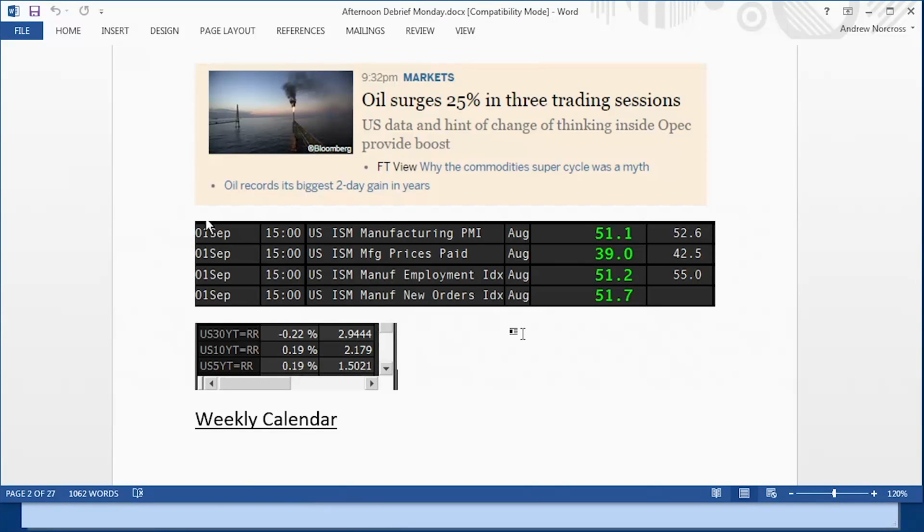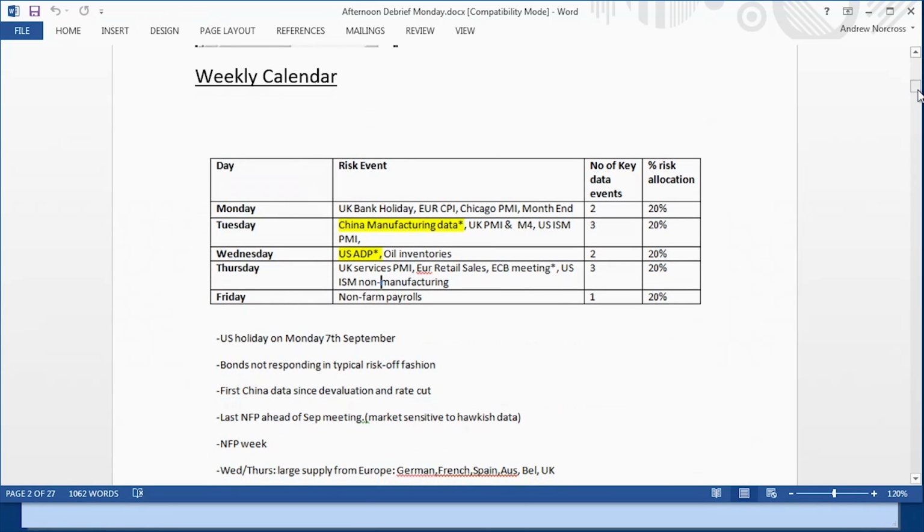Now, what I do want to talk about, very briefly, I'll get to in a second in the bonds. Let's talk about the weekly calendar. First up, yesterday, as you can see, was a bank holiday. We did have two key events. We allocated 20%. The first thing I want to point out is the even allocation of risk over the course of the week, 20% every single day. You'll understand why as I go through it.